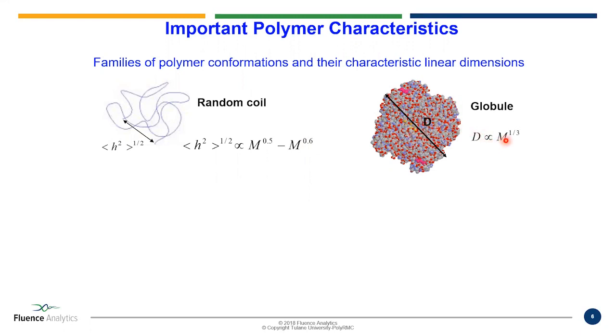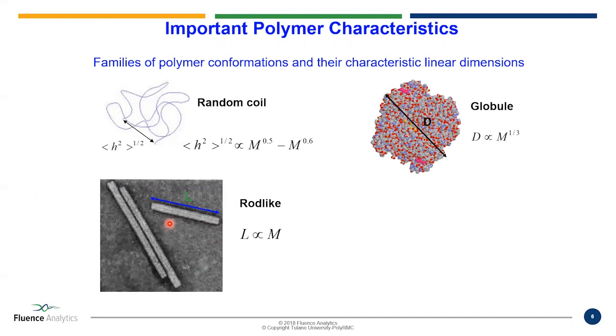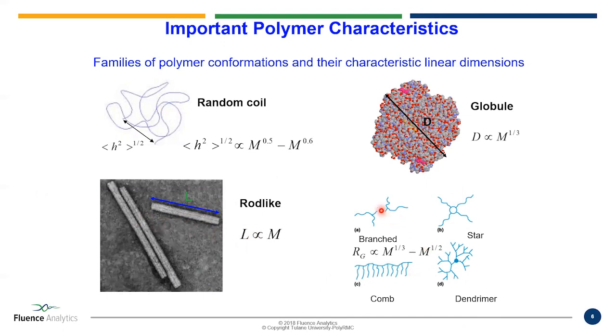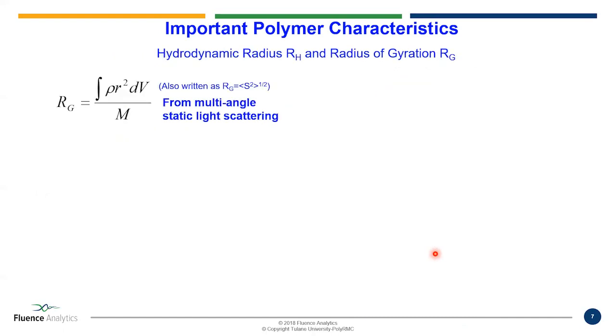You'll get an M to the 1/3 dependence, so quite a different scaling of the dimension compared to the random coil. If you go rod-like, like segments of DNA or collagen, then the characteristic distance is its length itself, and that's directly proportional to the mass. If we look at then branched polymers like this, or stars, or dendrimers, or combs, they'll usually have scaling laws of their dimensions between the globule and the random coil, 1/3 to 1/2.